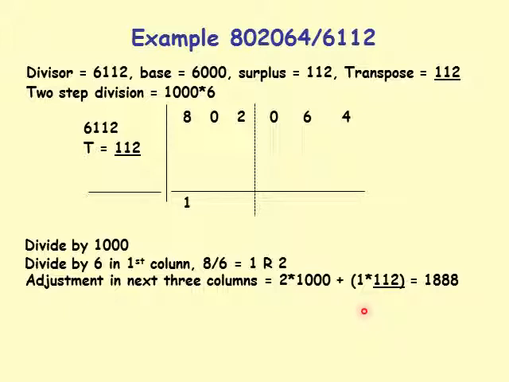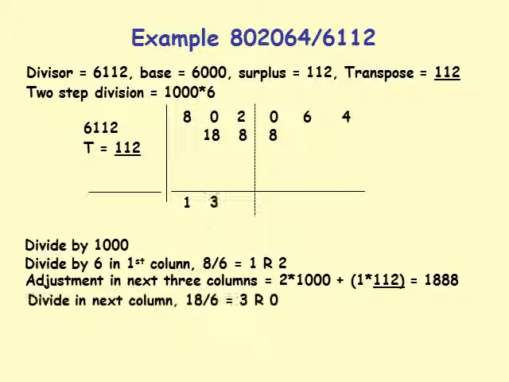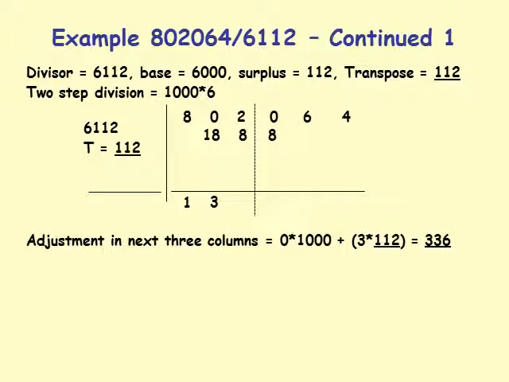They go in the next 3 columns. So this 8 goes in this column, this 8 goes in this column, and 18, the rest of that, goes in this column. Let's continue. So now in this column we have to divide 0 plus 18, which is 18. 18 divided by 6 is 3, remainder 0. So we got 3, remainder 0. Adjustments: remainder is 0, so no adjustments for that, and 3 is the quotient. 3 times negative 112 is negative 336, and that's for the next 3 columns.